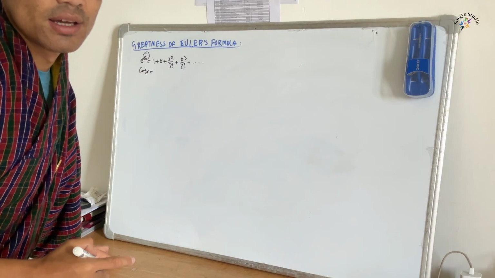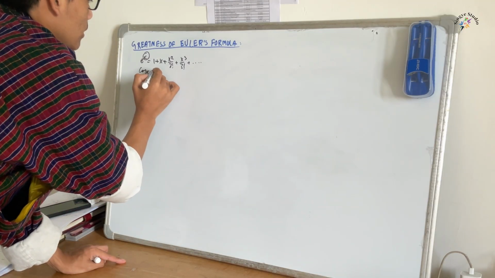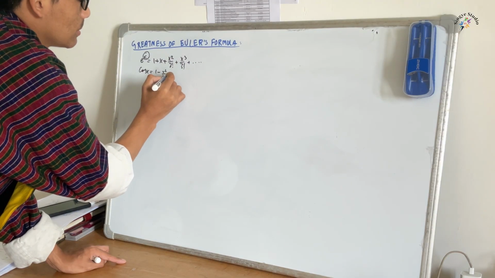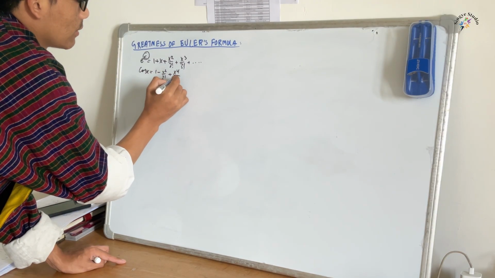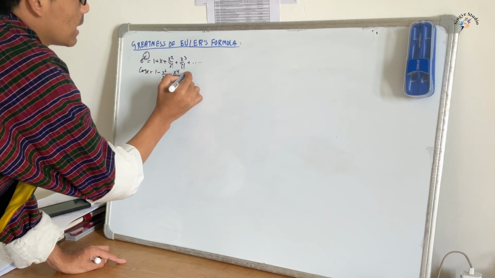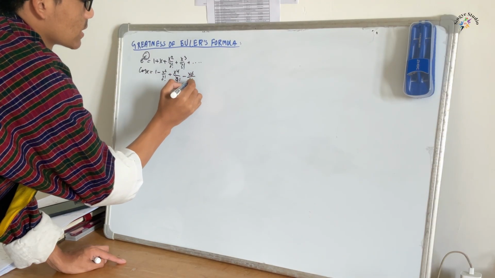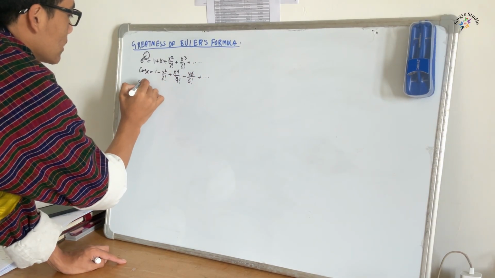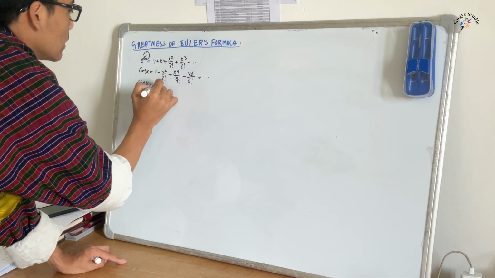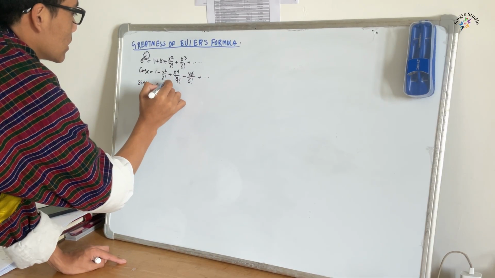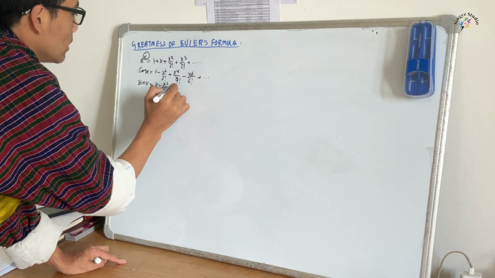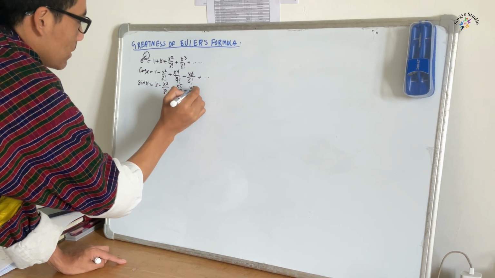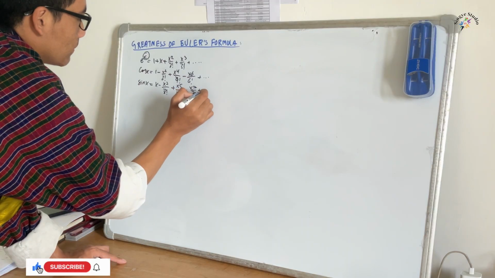And we have 1 minus x squared by 2 factorial plus x to the 4 by 4 factorial minus x to the 6 by 6 factorial, like that. And we also have sin x, which is x minus x cubed by 3 factorial plus x to the 5 by 5 factorial minus x to the 7 by 7 factorial, etc.